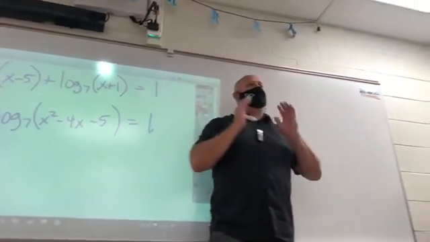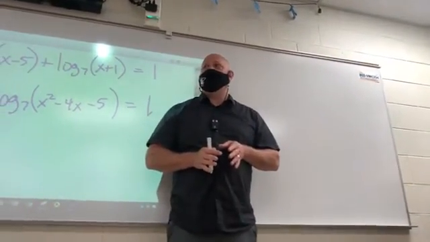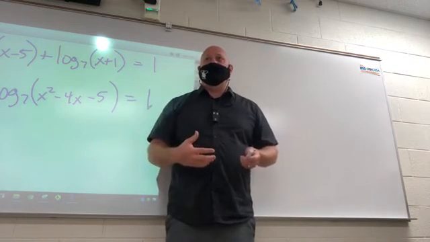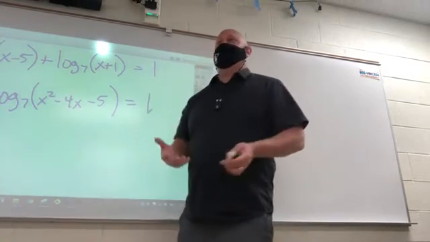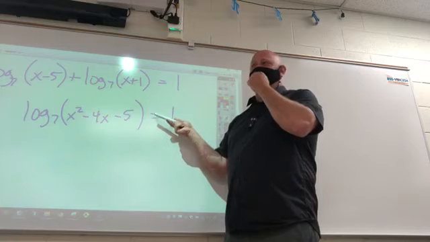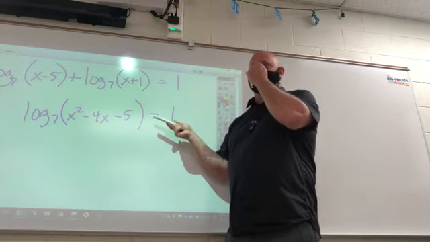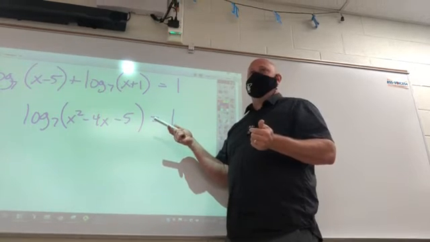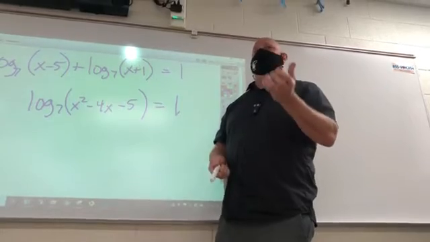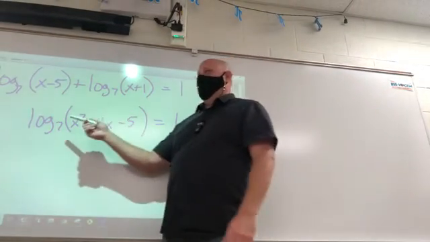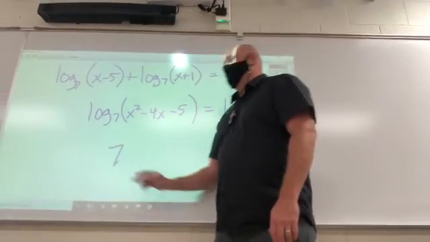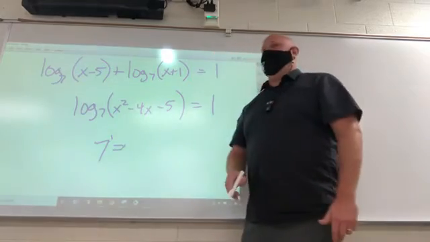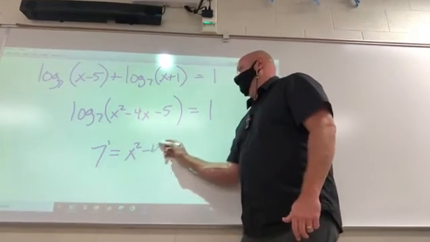In this case, can I just drop my logs? No. I can't just drop my logs. I don't have a log on both sides. I need some other method to do this. When you get stuck, what did I say was the trick? Switch forms. What is this log equation in exponential form? 7 to the first power is supposed to equal that x squared minus 4x minus 5.